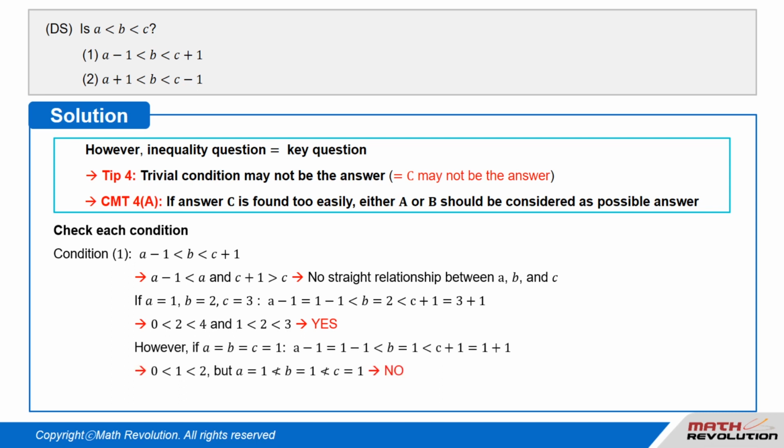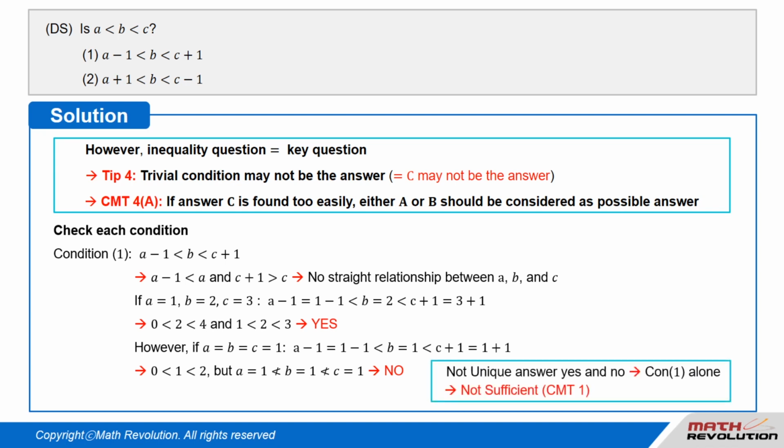However, if we take A equal to B, that equals to C, which equals to 1, which satisfies A minus 1 equal to 1 minus 1, that is less than B, that equals to 1, which is less than C plus 1, that equals 1 plus 1, or 0 is less than 1, which is less than 2. Clearly, A is not less than B, which is not less than C, as A equals B, which equals C, which equals 1. And thus, the answer to the question, is A less than B, which is less than C, is no. CMT1 says that if a condition gives us both yes and no as answers, the condition is not sufficient.